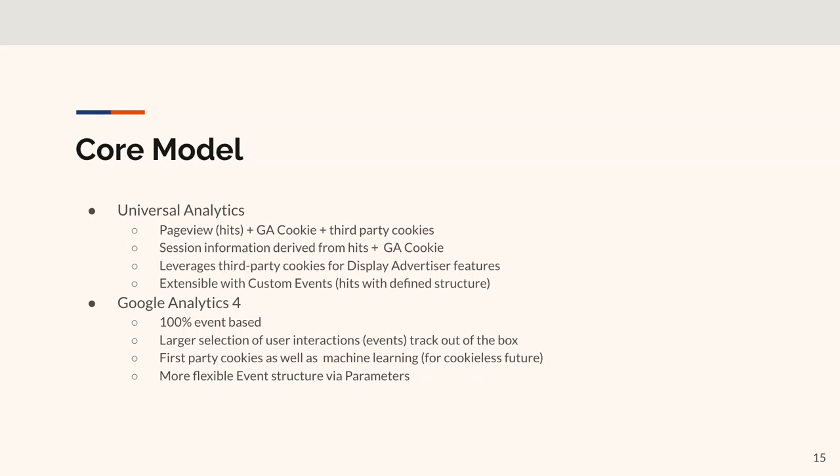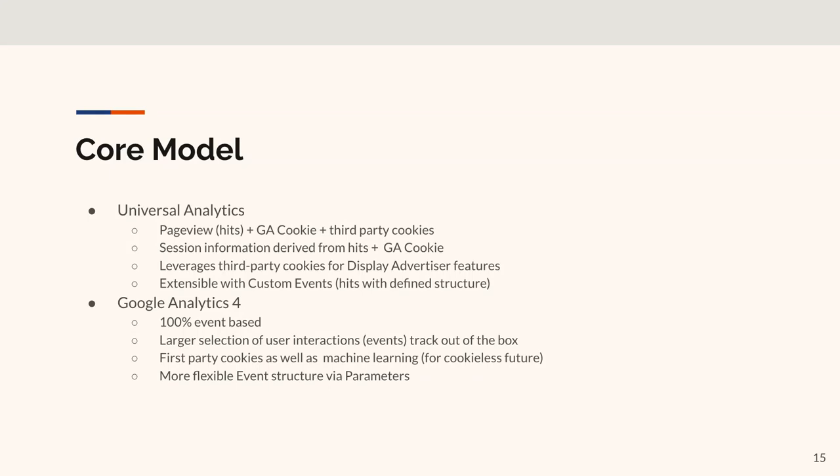Google Analytics 4, again, 100% event-based. There's a larger selection of user interactions tracked out of the box. So for example, one I always think of is Universal Analytics, by default, does not track file downloads. So if you have a bunch of PDFs on your site and you want to know which of those are being downloaded, well, you could go to your server logs, but that's kind of a pain. But that's a thing where you'd have to configure a custom event.